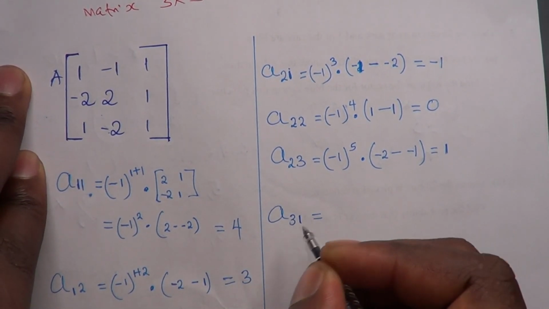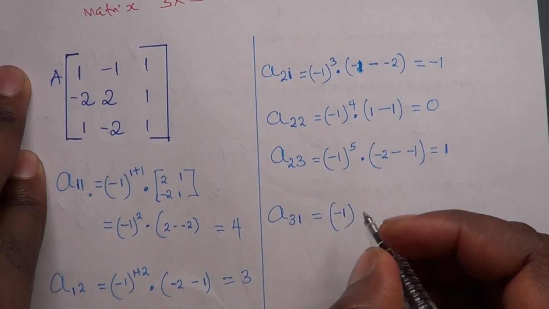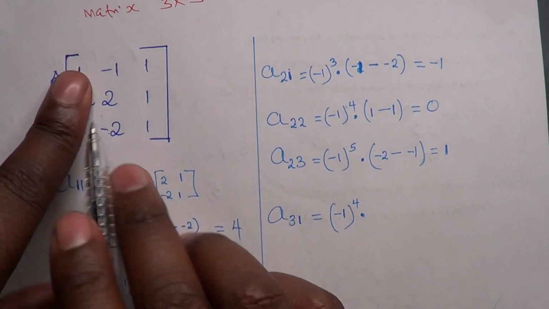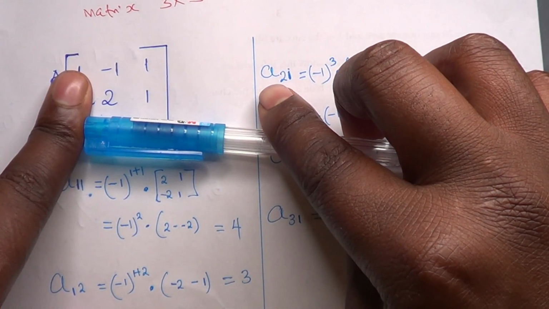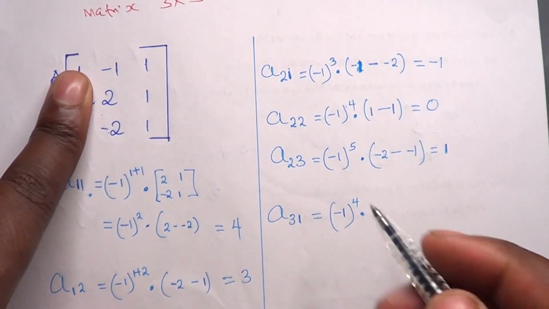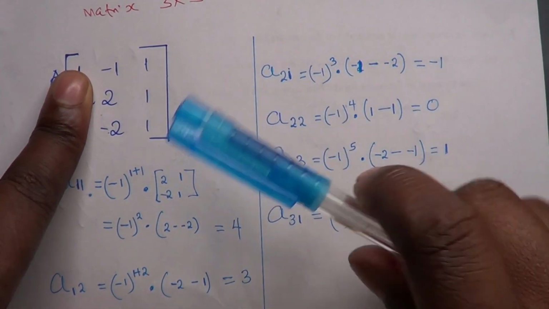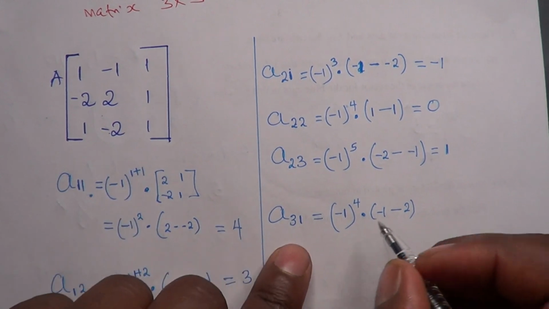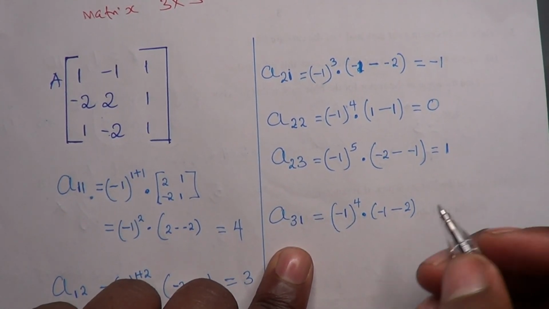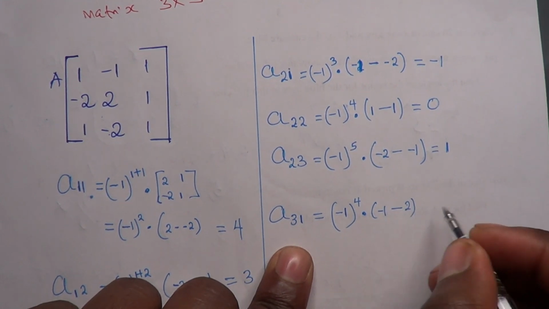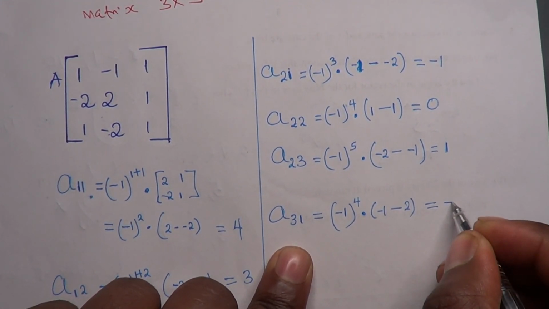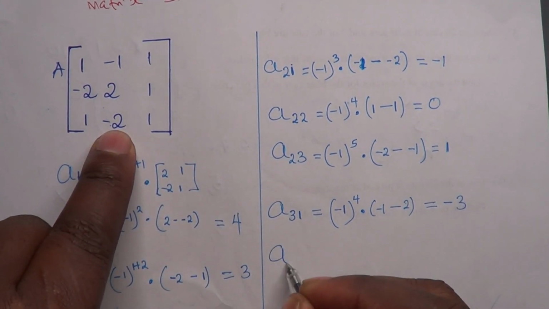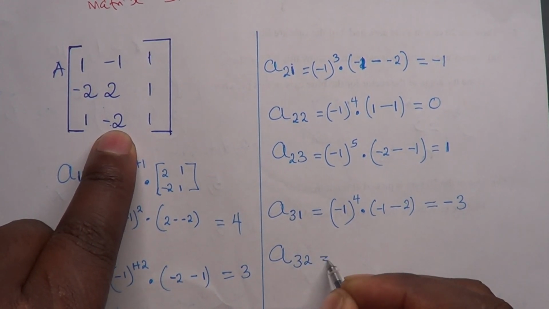So let us look at the third row, first column. It will be what? Negative 1 to the power 3 plus 1, that is 4, times. Now I close this row and this column, I remain with negative 1 times 1, that is negative 1, minus 2 times 1, which is 2. So negative 1 to the power 4 is positive 1. Positive 1 times negative 3 is negative 3.